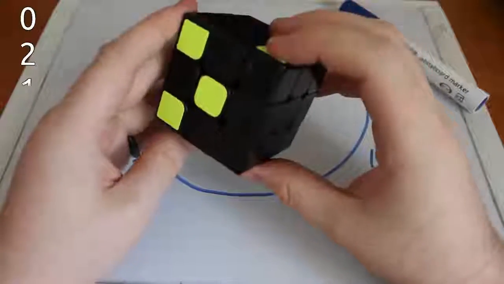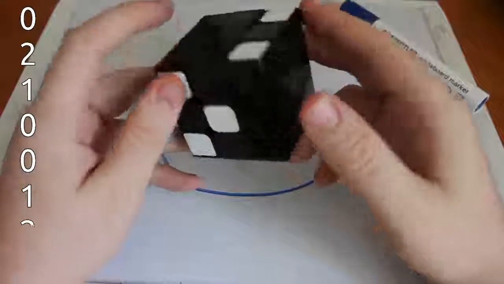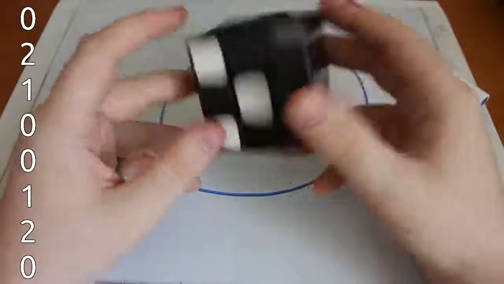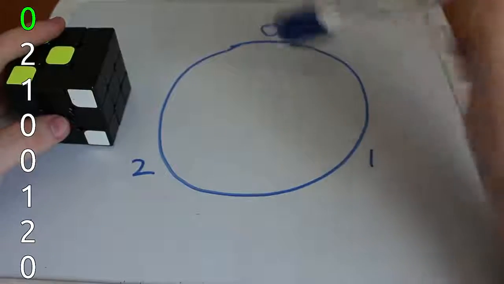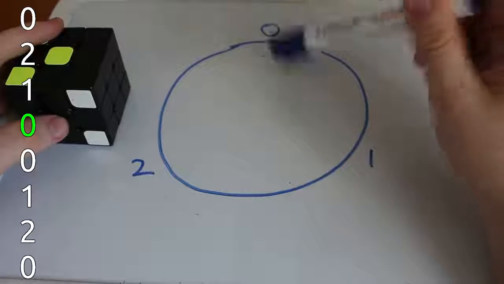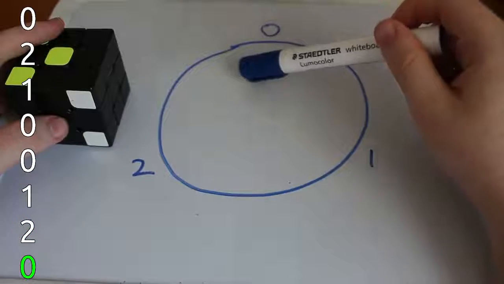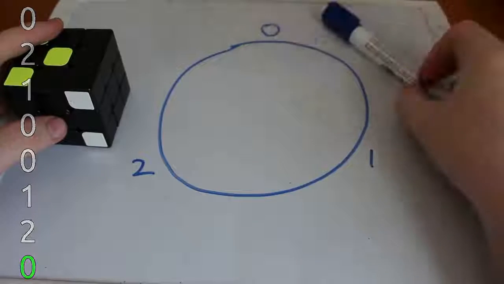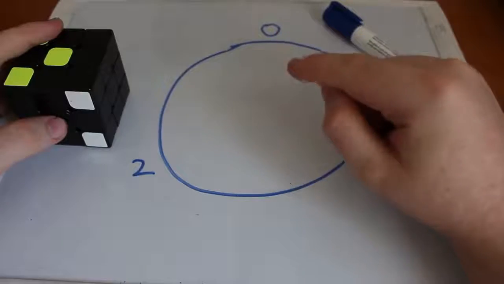If we turn a side face 90 degrees, we could list the corners like this: 0, 2, 1, 0, 0, 1, 2, 0. Going around the circle again, we end up at 0. This means that turning a face doesn't affect where we end up on the circle.